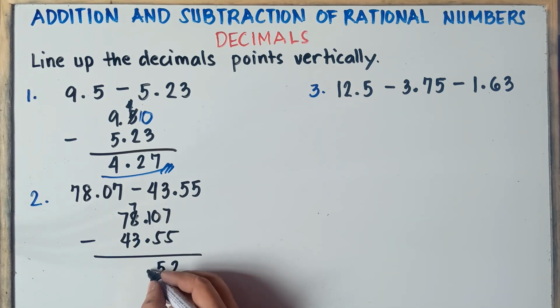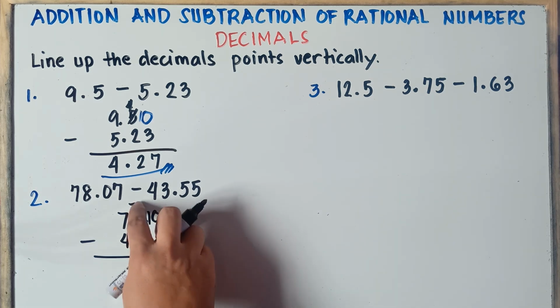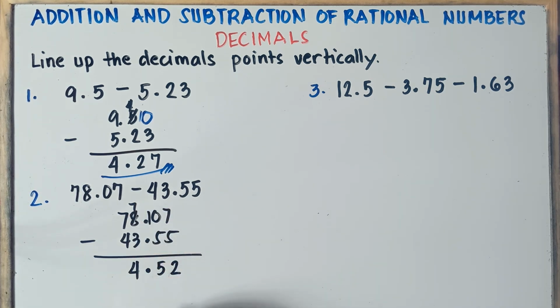And then you align the decimal point. Alright, and then 7 minus 3, that's 4. 7 minus 4, that's 3. So therefore, class, our answer is 34 and 52 hundredths.